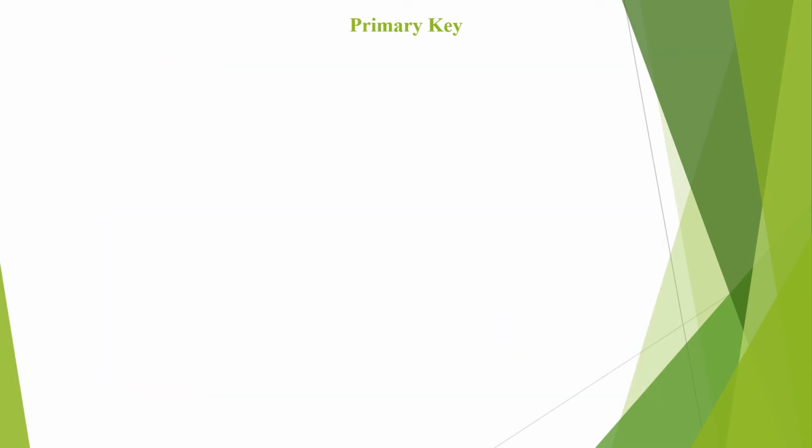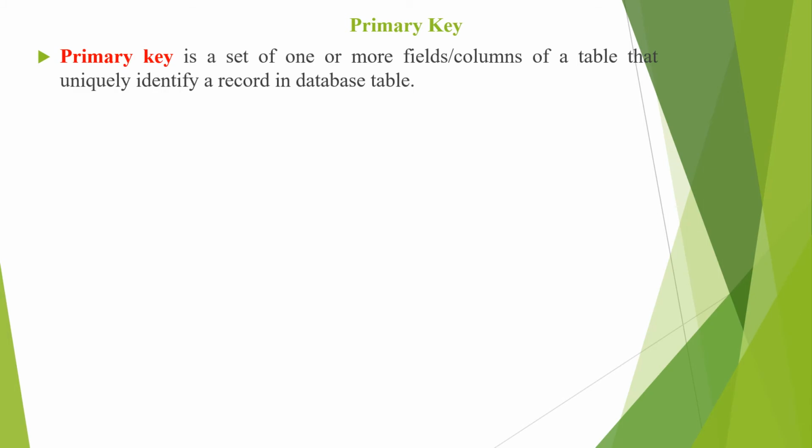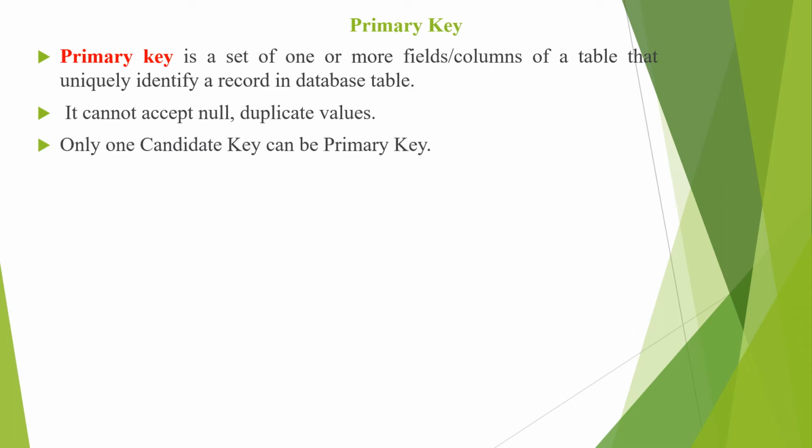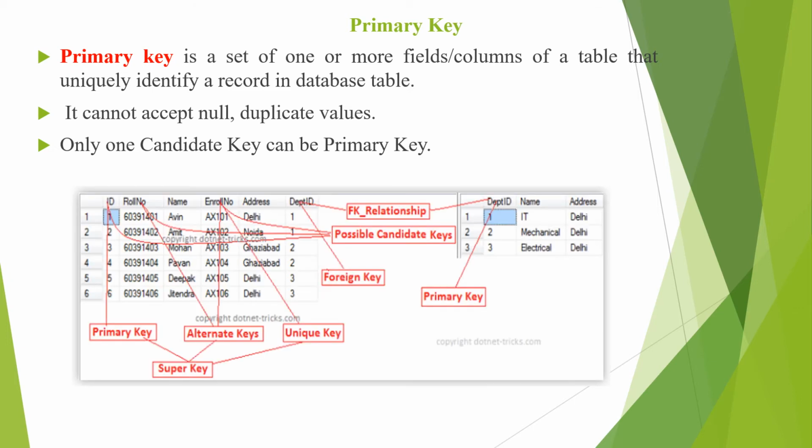Now the next type of key is a primary key. The definition of a primary key is as follows. The primary key is a set of one or more fields or columns of a table that uniquely identifies a record in a database table. That we call a primary key. The primary key cannot accept null values as well as duplicate values when you are inserting a value for that particular attribute or field. So only one candidate key can be a primary key. All candidate keys cannot be a primary key in the table.